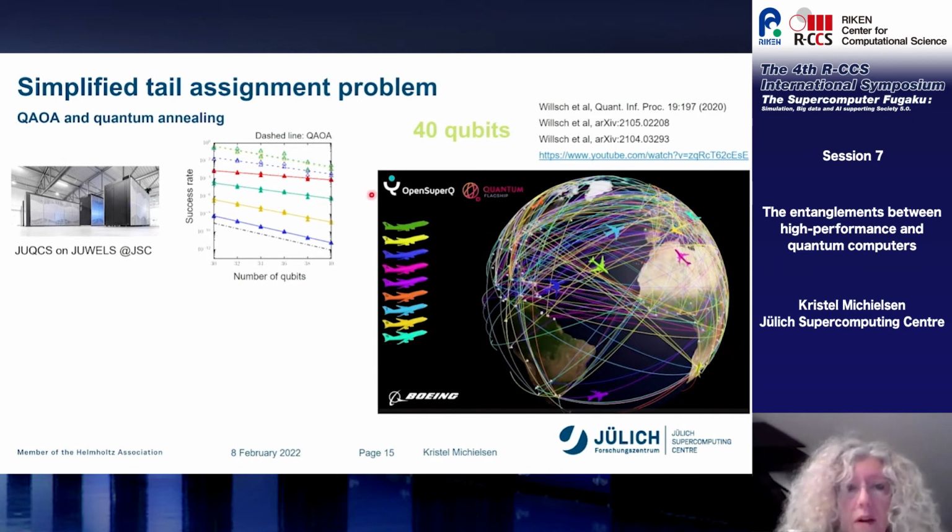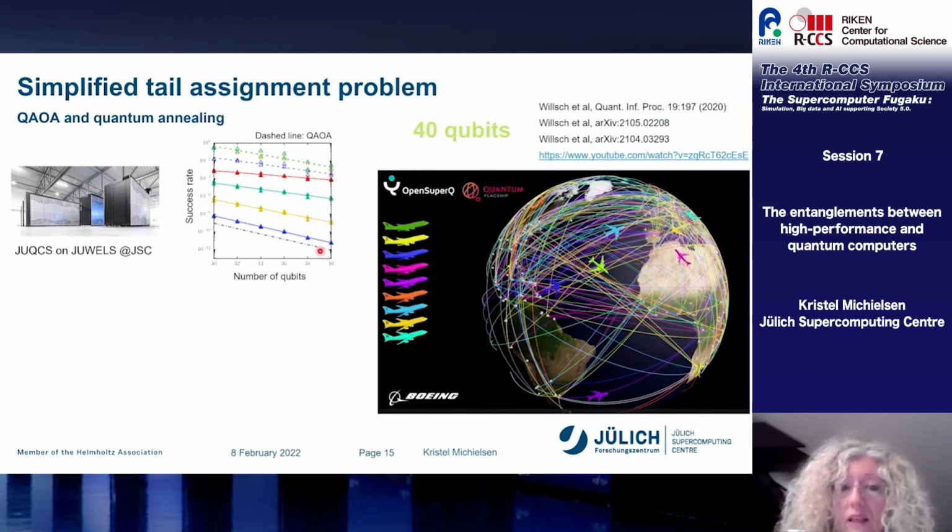So here you see some results. The dashed lines are for the quantum approximate optimization algorithm, QAOA, for different cases. You see the success rate as a function of the number of qubits. For QAOA, the success rate is not so high. We have a success rate of 1 in 1,000.